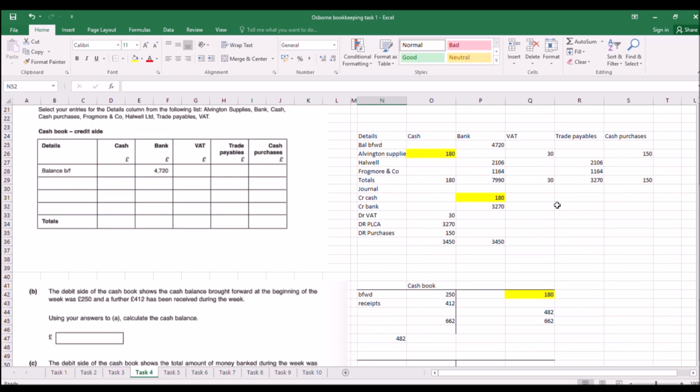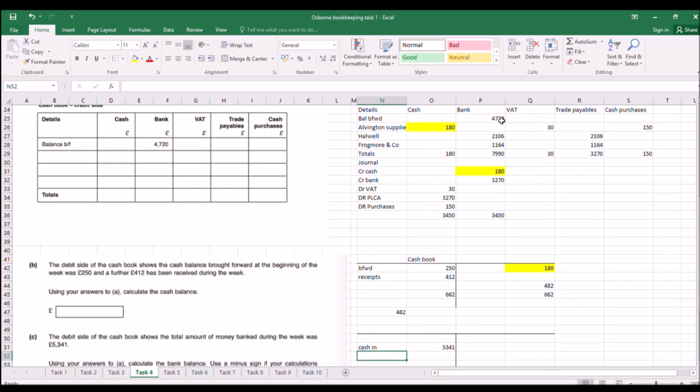Right, so we've got the answers to A, and the answer to A was we had a brought forward of 4720, and we paid out here 2106 and 1164. Okay.